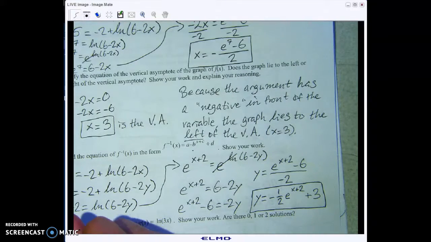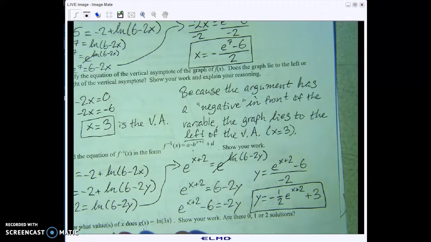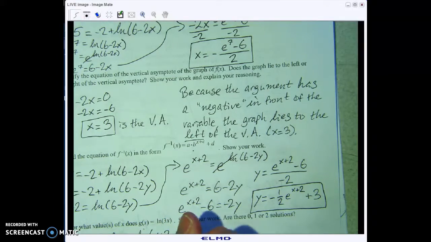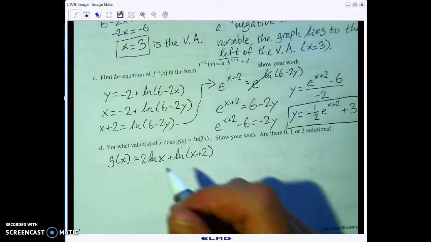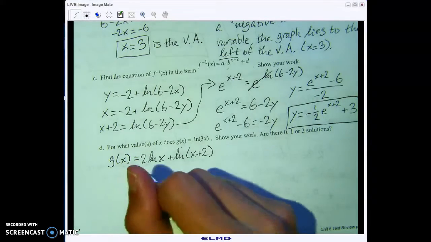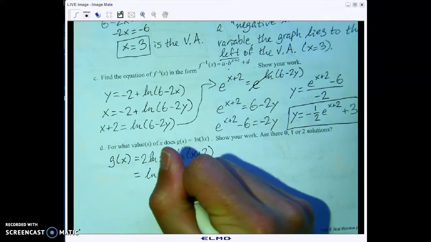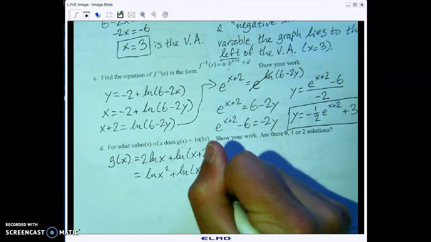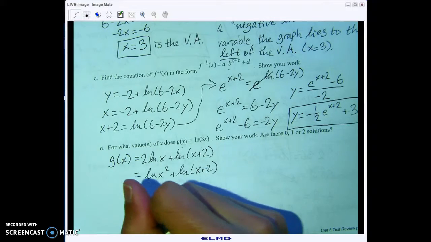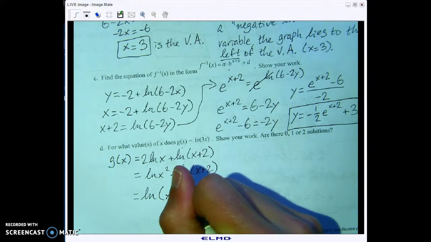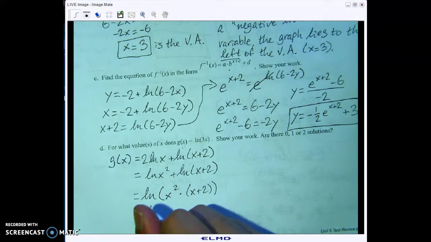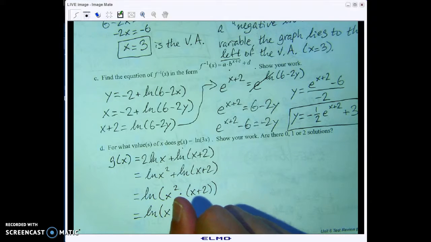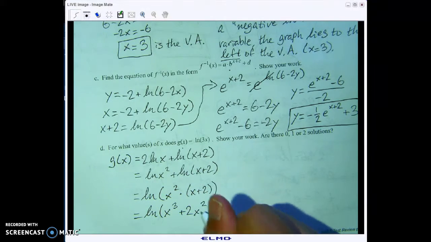So I'm actually going to rewrite that here so we can look at it in one space. 2 natural log x plus natural log of x plus 2. There it is. I'm actually going to condense that into one logarithm first because I think that's going to make it a little easier. So that's equal to the natural log of x squared plus the natural log of x plus 2, which can be combined into the natural log of x squared times x plus 2, which really just turns into the natural log of x cubed plus 2x squared.